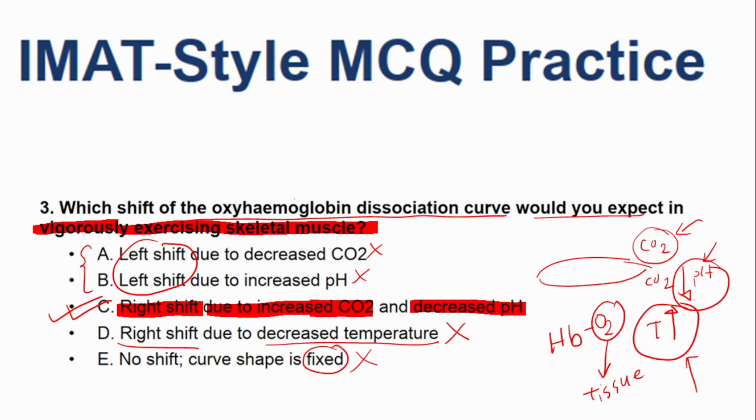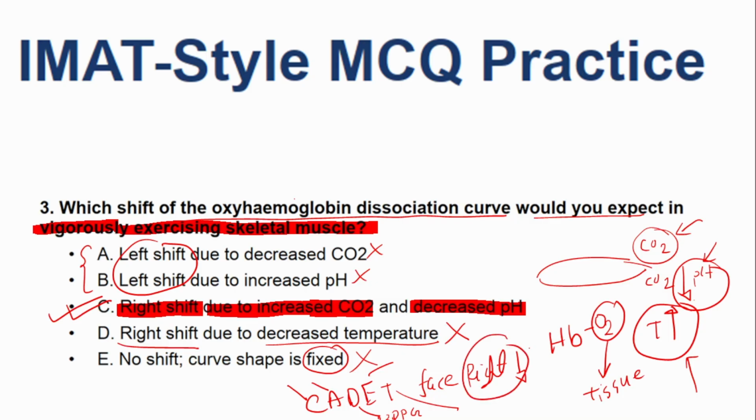So remember the simple mnemonic: CADET, face right. C for carbon dioxide, A for acid, D for DPG or 2,3-DPG, E for exercise, T for temperature. These all shift the curve to the right, ensuring oxygen goes exactly where the metabolic fire is burning. Let's carry this concept forward as we look at our next problem.